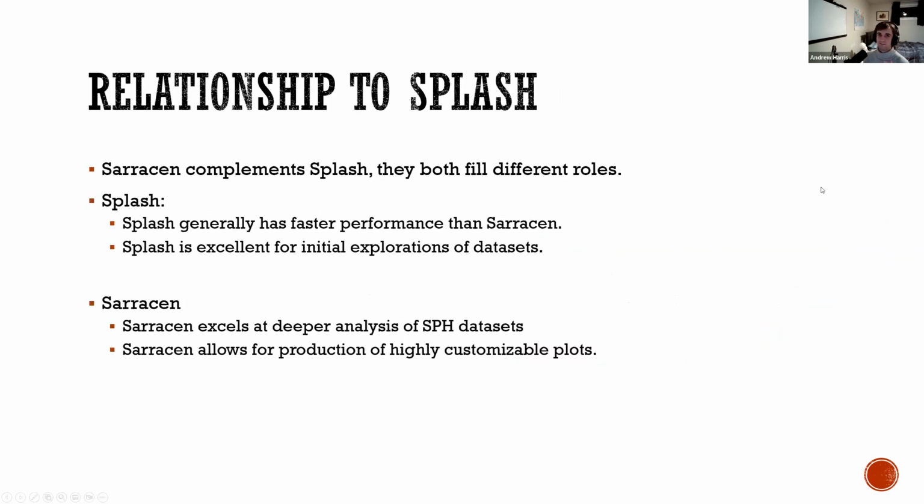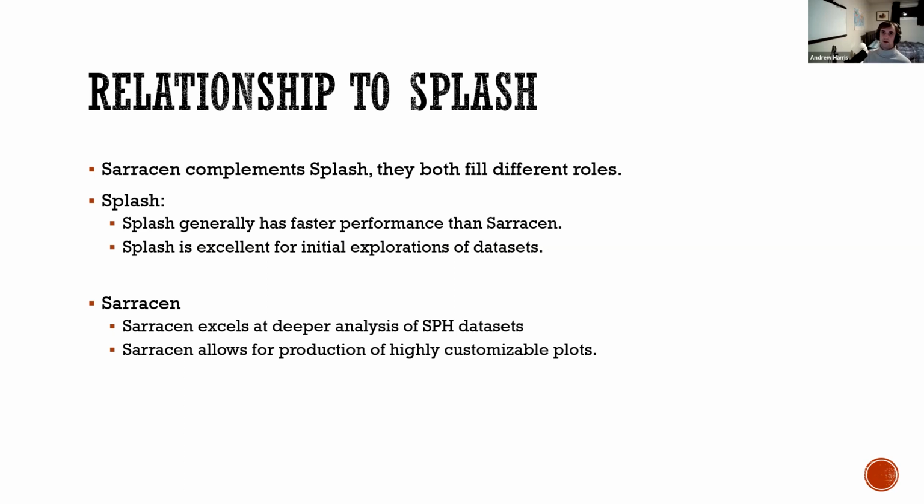So I'm sure many of you in this room have used Splash before. And so Sarracen does cover a lot of the same domain that Splash does, but we kind of intended it to complement Splash rather than replace it. So Splash is generally much faster than Sarracen. Because I mean, it's Fortran, super fast machine code, so it's very hard to beat with Python. And as well, Splash has a very nice interactive mode where you can go through and get a really nice initial exploration of your data set.